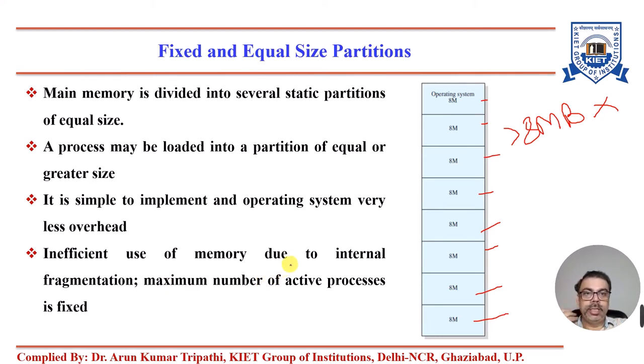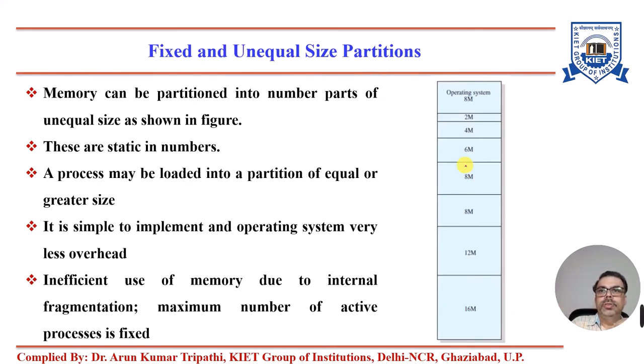We will deal with internal fragmentation a little bit later in the next video. So if a process is residing in the memory, suppose this partition is 8 MB and the process is only 2 MB, then there will be fragmentation. This is the space that will remain empty. So this is known as fragmentation. This concept we will discuss in the next video.